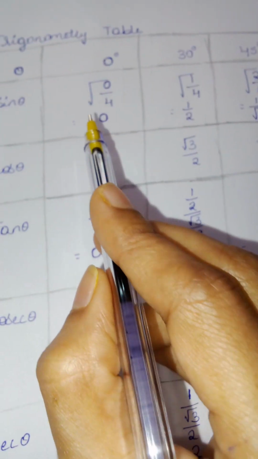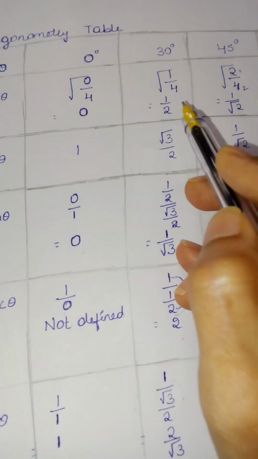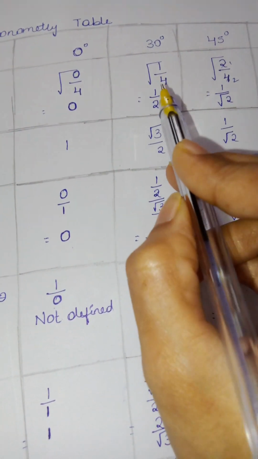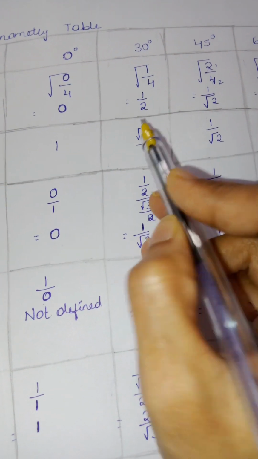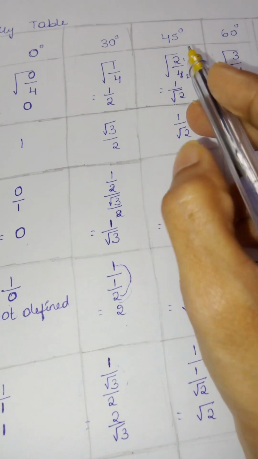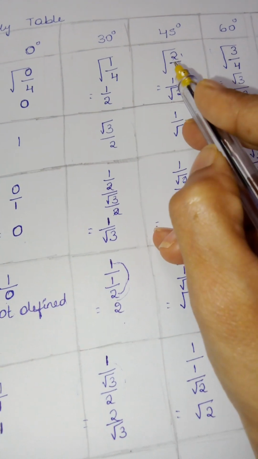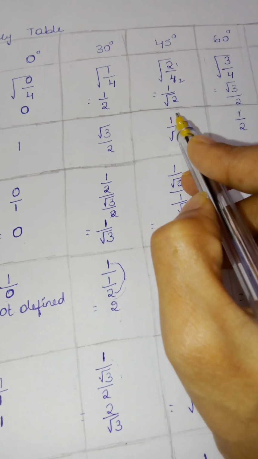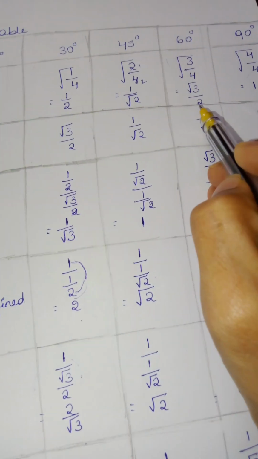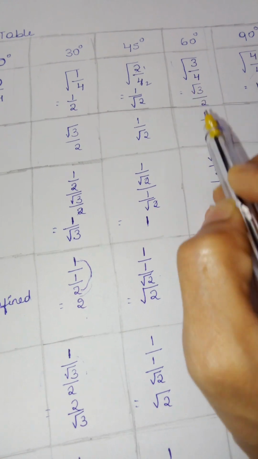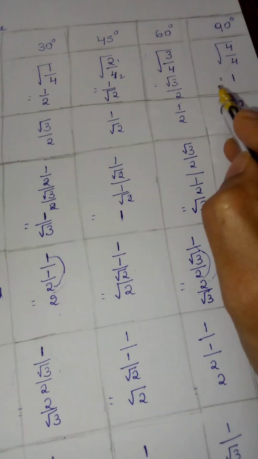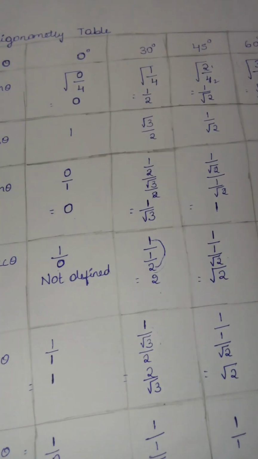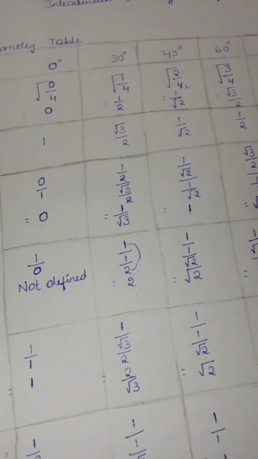ओके, we get root 0/4 is 0. So root 1/4. So root 1 is 1. So root 4 क्या होता है 2. So 1/2. So root 2/4. 2 1s are 2, 2 2s are 4. So root 1 क्या होता है 1. Root 2 is root 2. So 1/√2. Root 3/4. So root 3 सेम रहेगा. Root 4 क्या होता है 2. So root 3/2. So root 4/4. 4 1s are 4, 4 1s are 4. So root 1 is 1. So sin थीटा की वैल्यू आ गई.